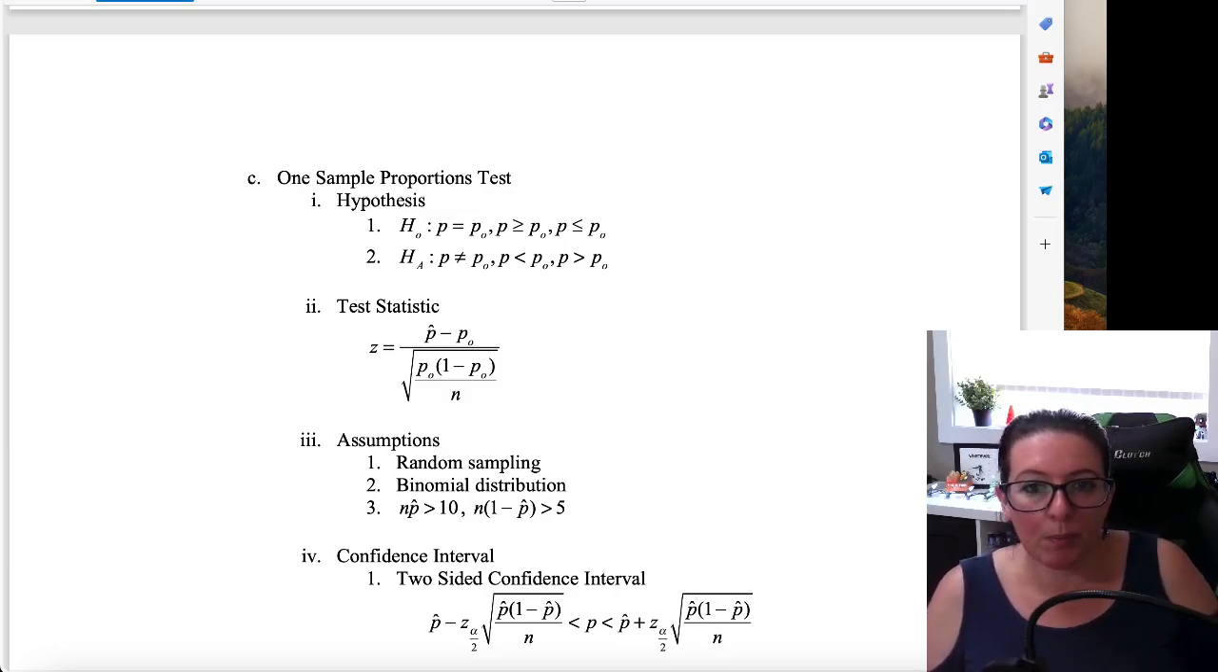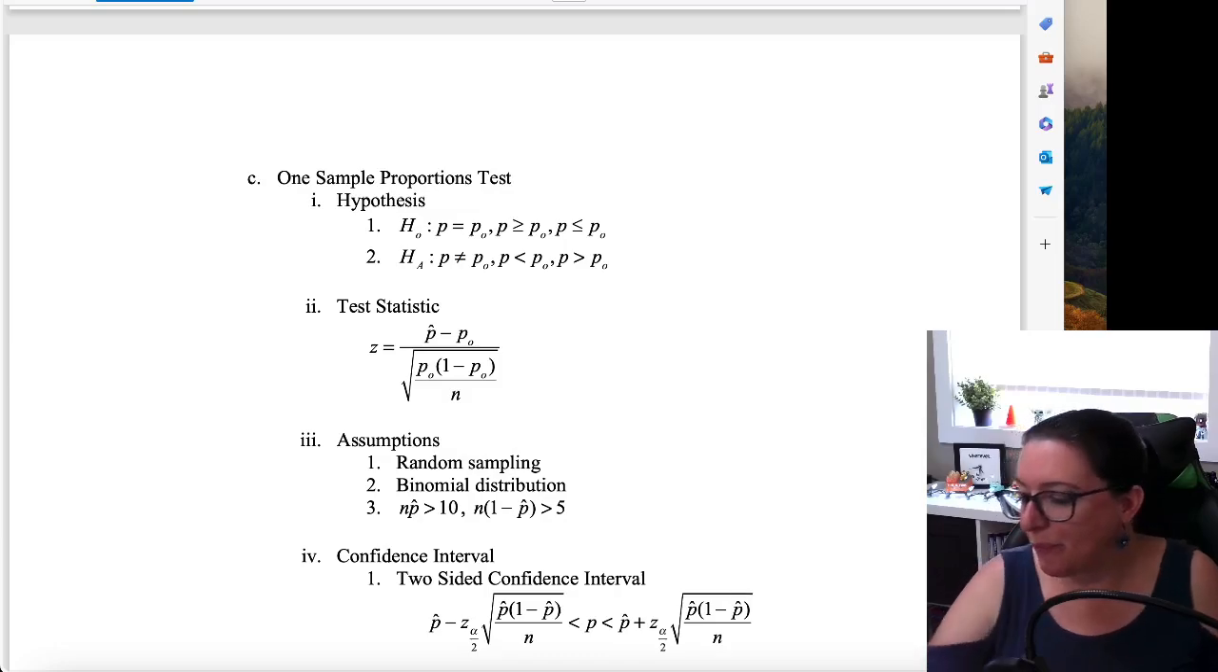When it comes to our proportions test, we have a test statistic. You've seen this before. It is p hat, the sample proportion, minus p naught, whatever we think the population proportion is, divided by the square root of the population proportion estimate times 1 minus that, divided by n.